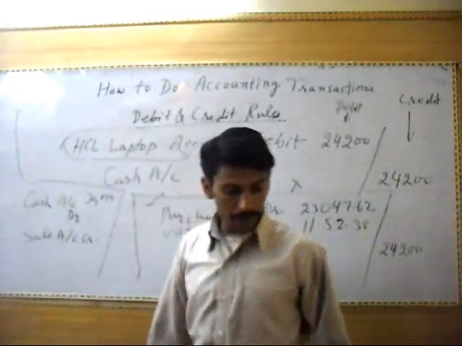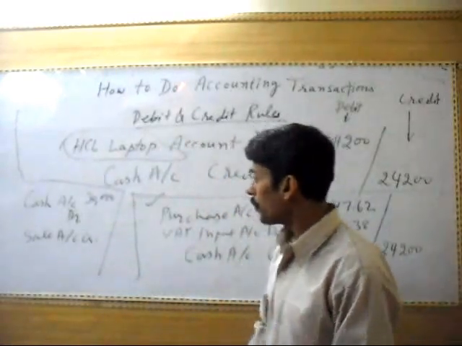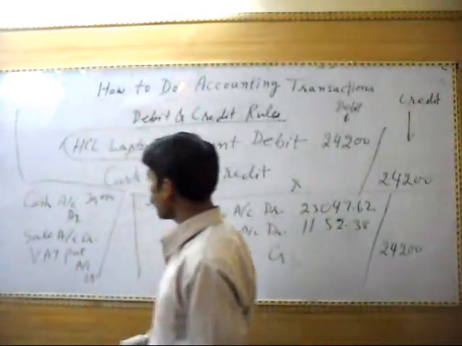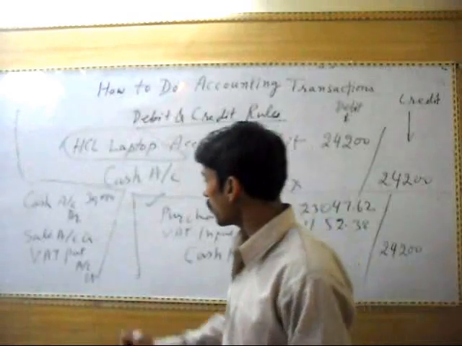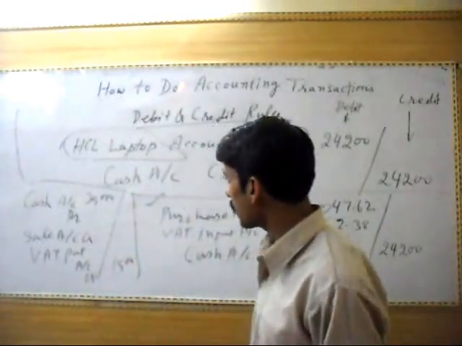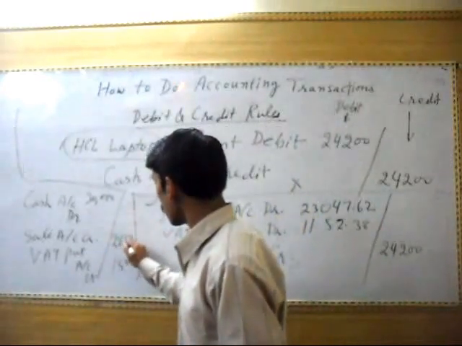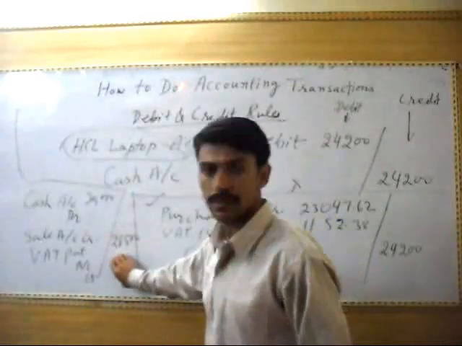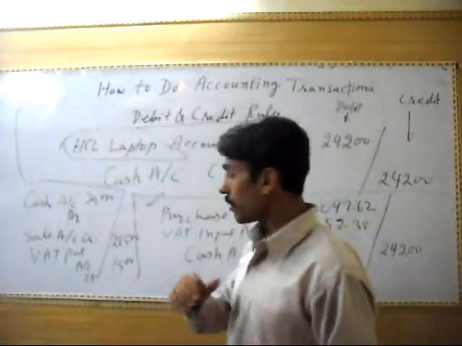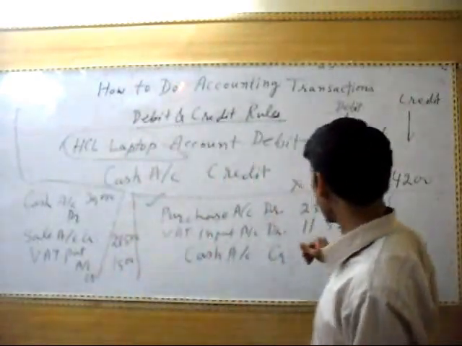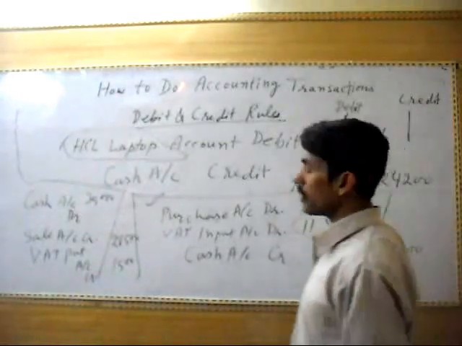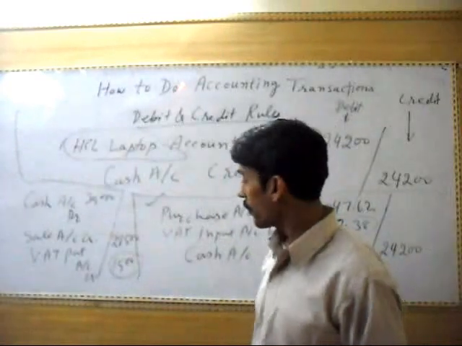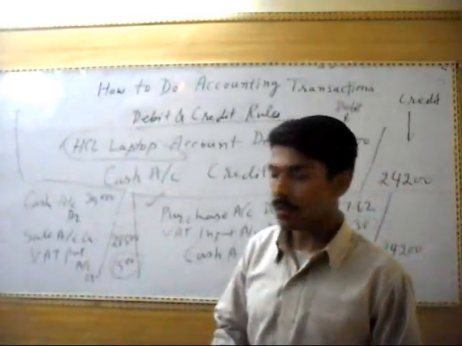Suppose if the VAT is 5%, so VAT output account credit, this is 5%. 30,000, 3,000, 1,500, and balance is 28,500. So the difference of this and this will be deposited to the government account, meaning I already paid 1,152, and I have received 1,500. So the difference of this will be transferred to the government account.